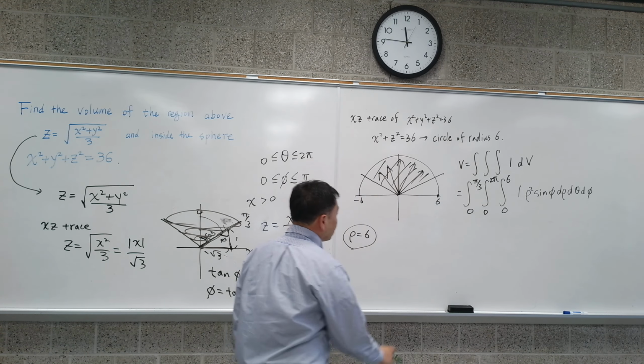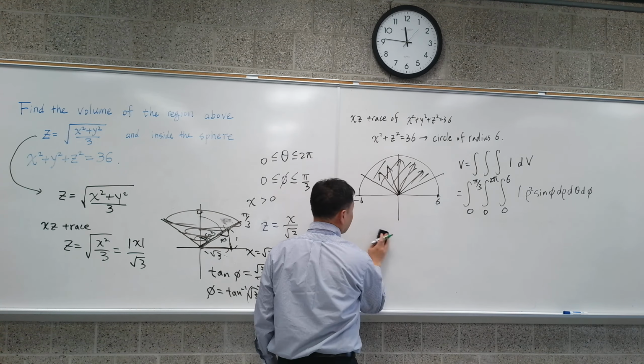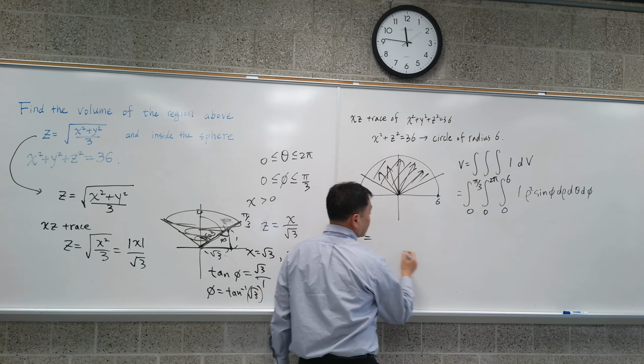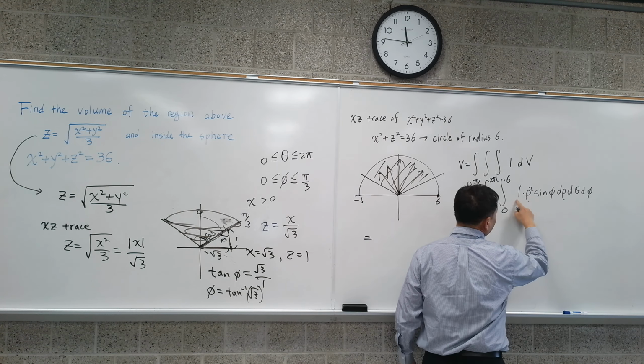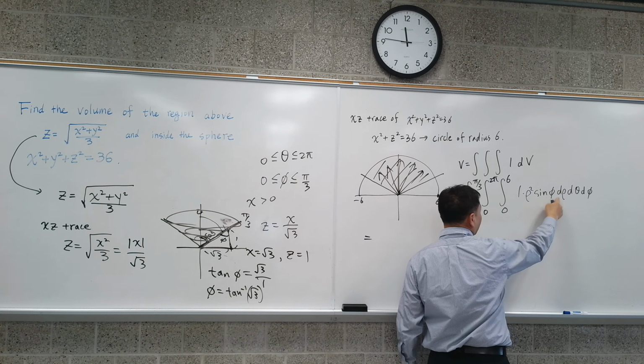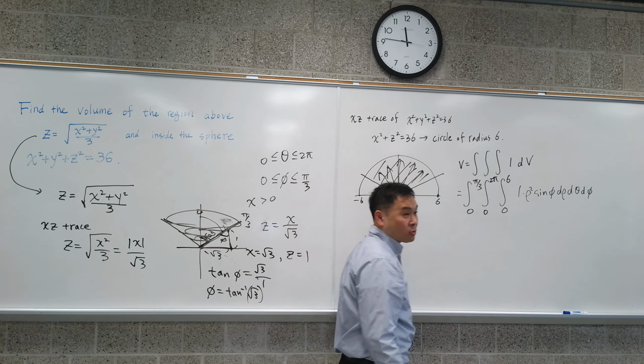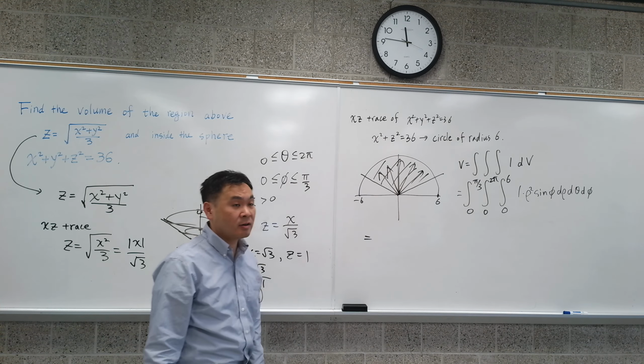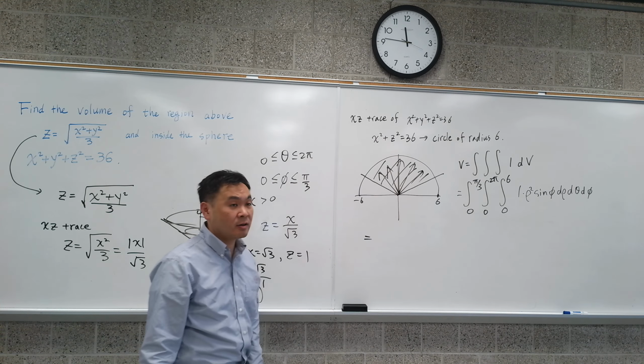Okay, so let's continue on. Since the 1 and sine phi are constants when you're integrating by rho, you're really just integrating rho squared. Yes? How do we integrate 1 dV for the volume? Is it always the 1?